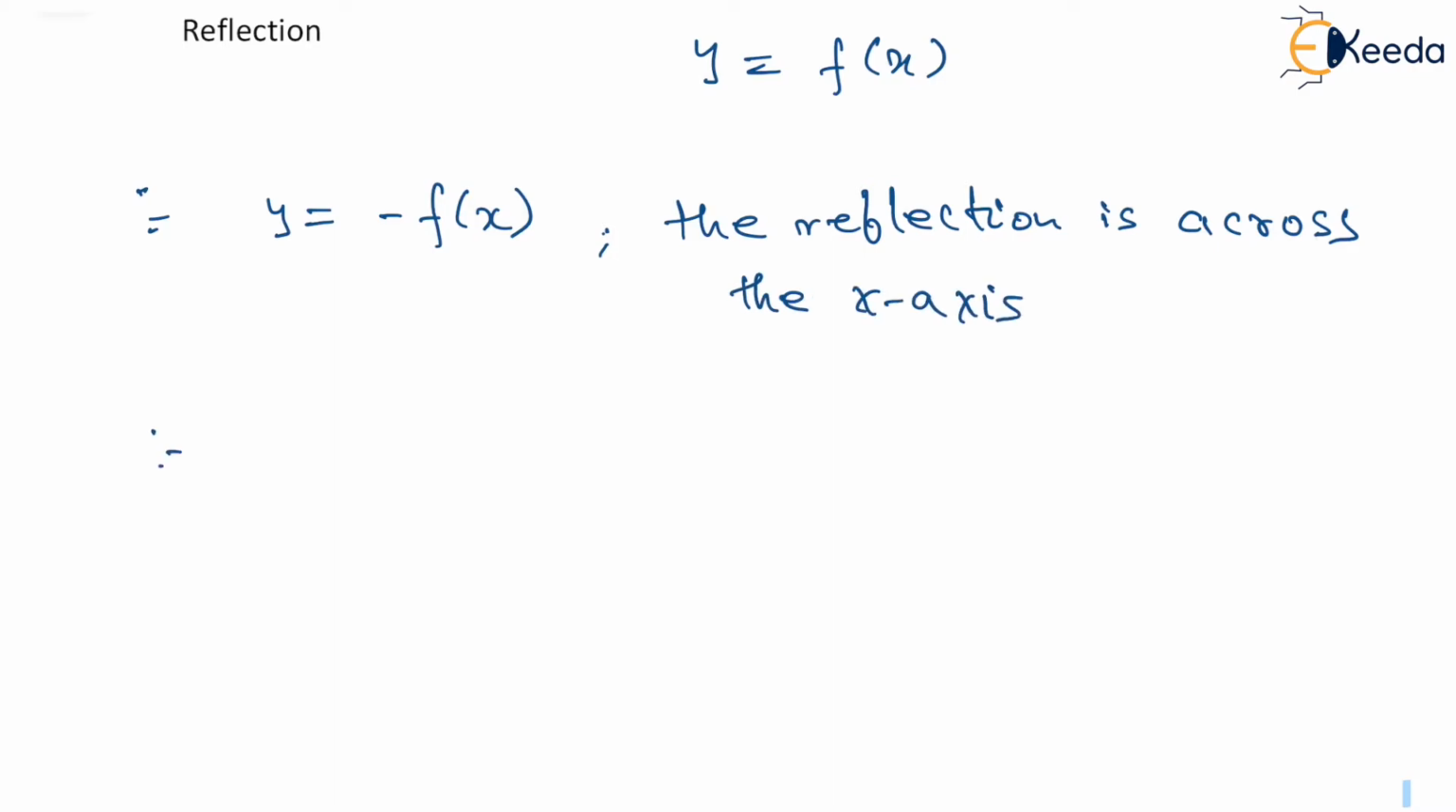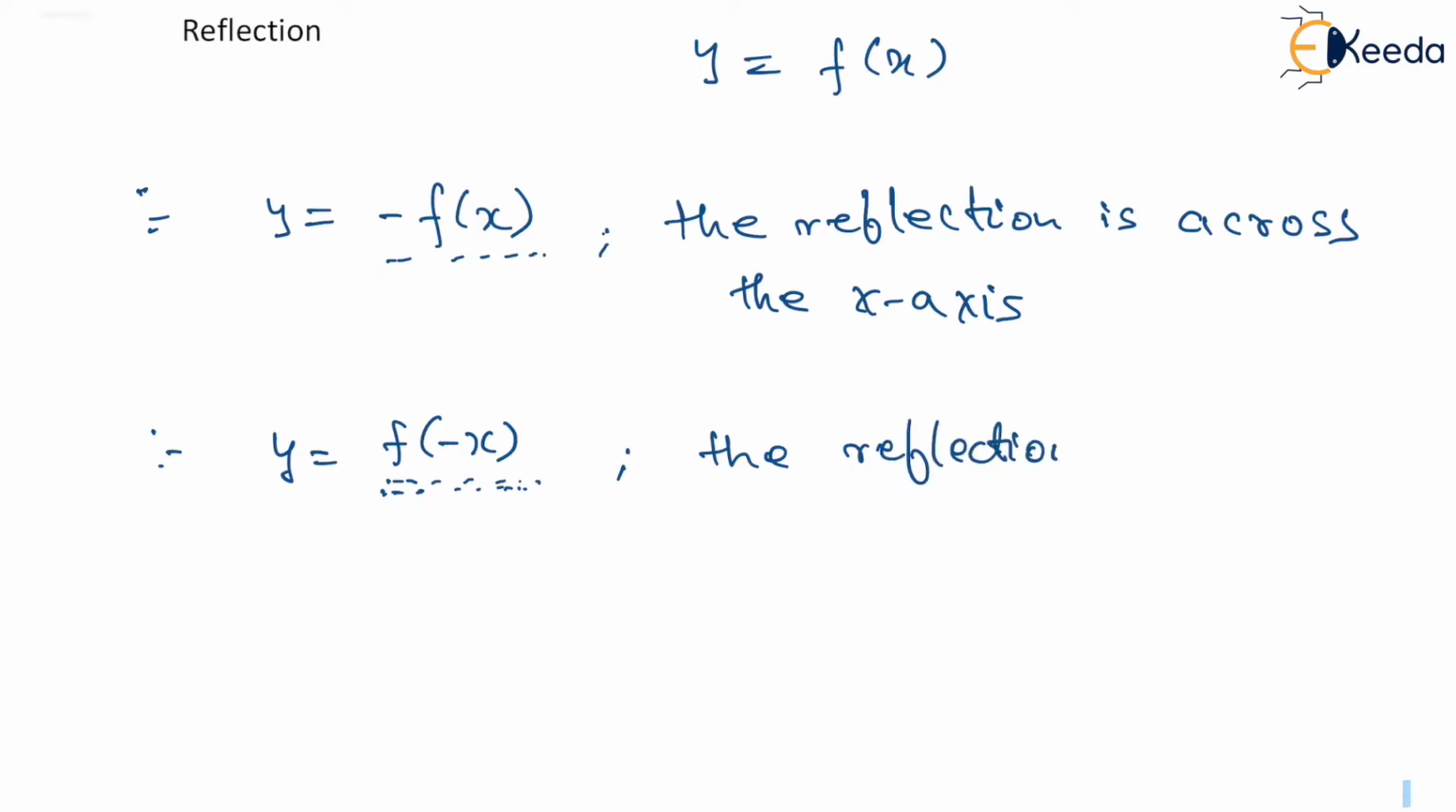Whereas we may have one more case, that is y equal to f of minus x. So you can see that in the previous case the function has been reflected, whereas in this case the independent variable x has been reflected. So in that case the reflection is across the y-axis.